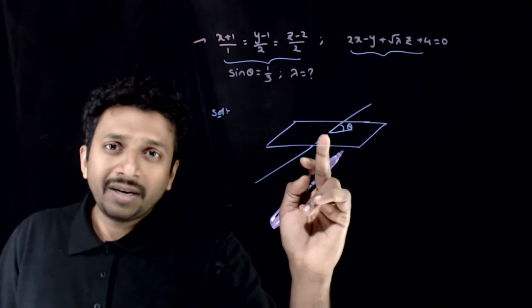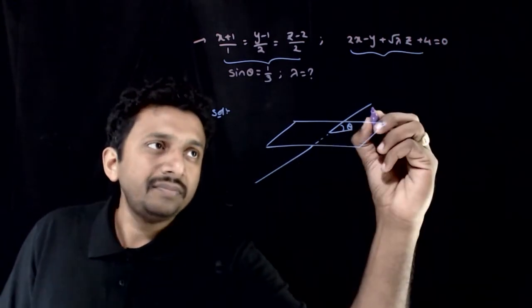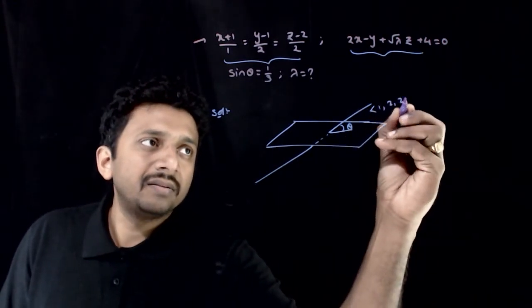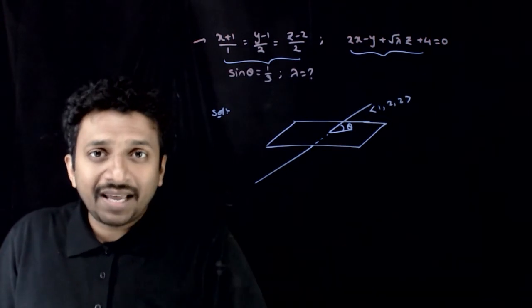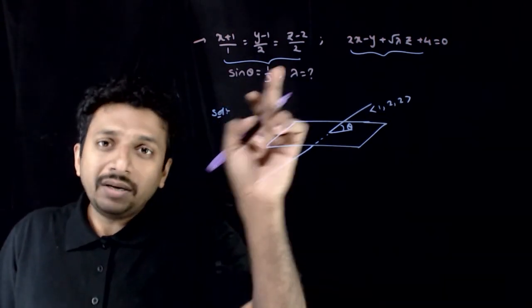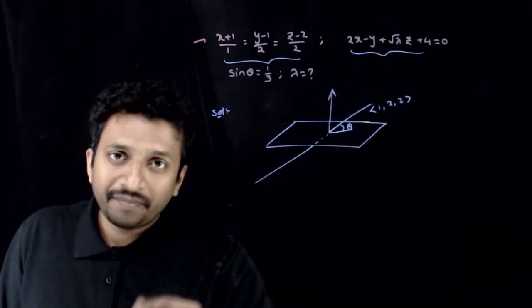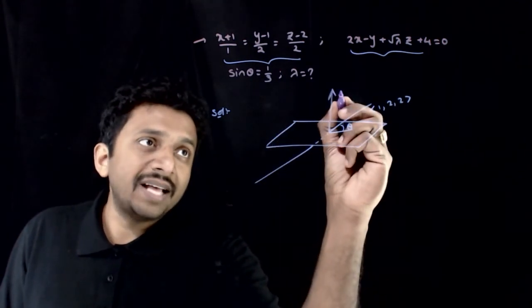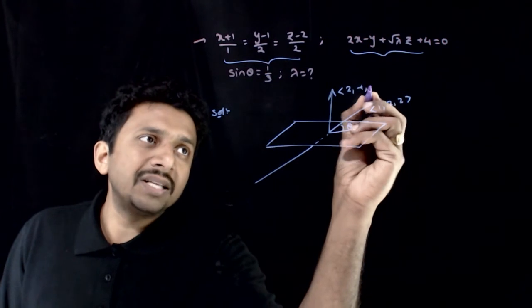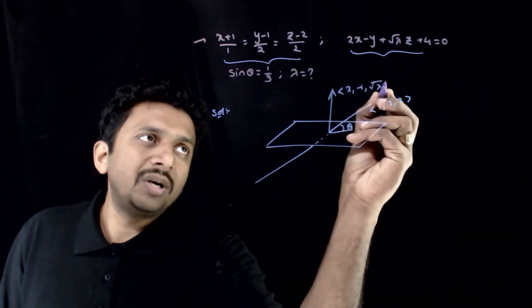Now what's the direction of this line? The DRs of this line are 1, 2 and 2. And what are the DRs of the normal to this plane? The normal to this plane has DRs 2, minus 1 and root lambda.